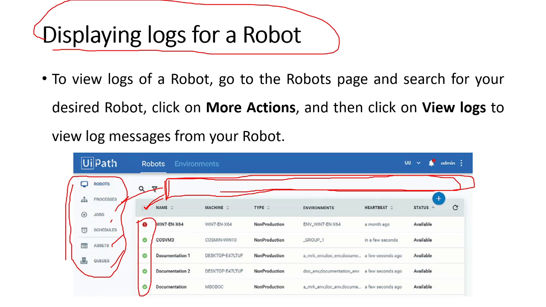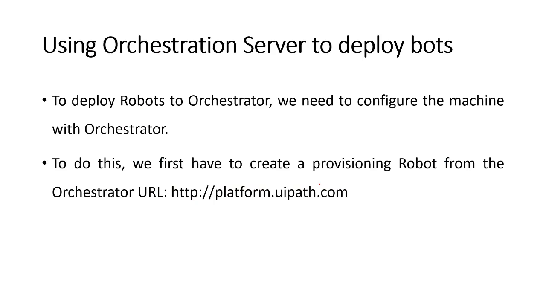Clear? To view the logs, almost the same steps. Go to the robots page, search for the desired robot, click on more actions, then there will be a view log option in this case. Then select view log, and you can view the log details of the respective selected robot.